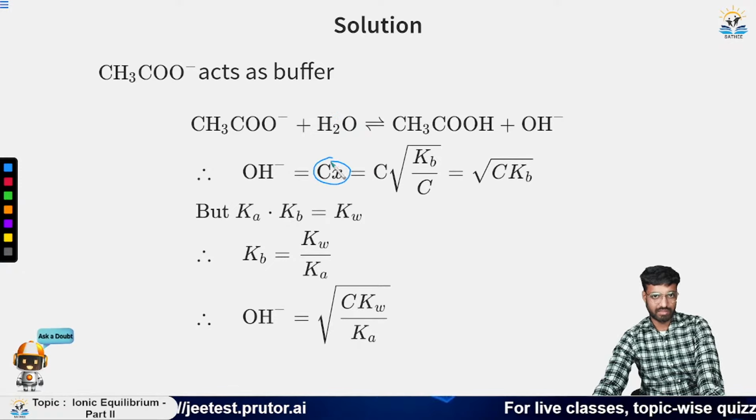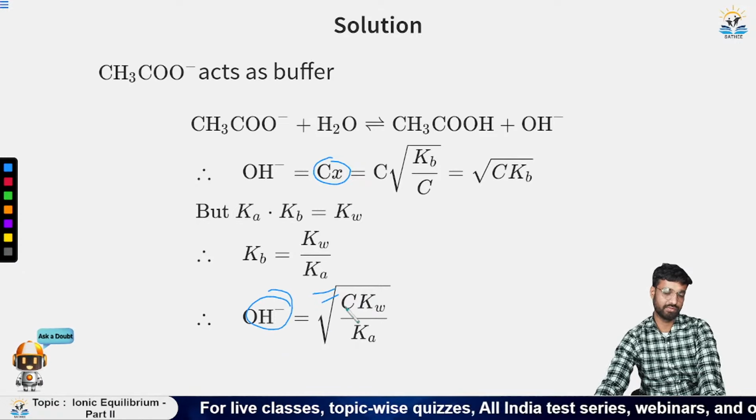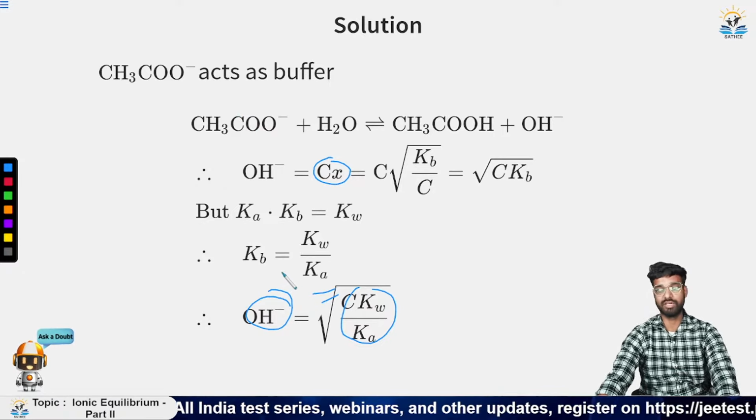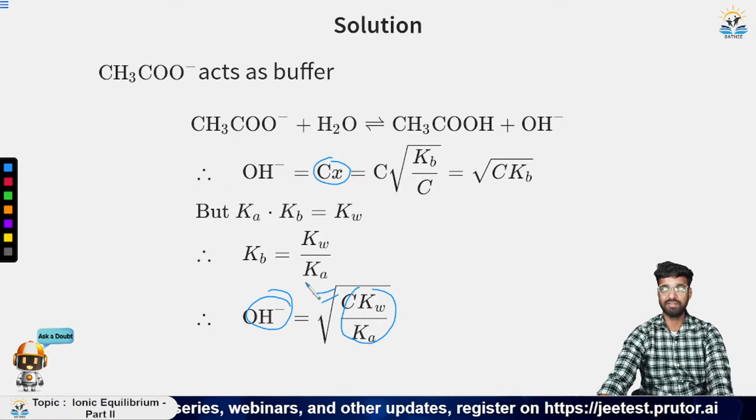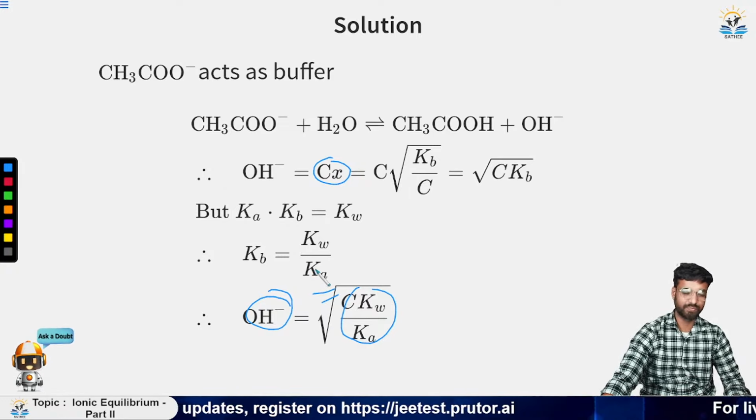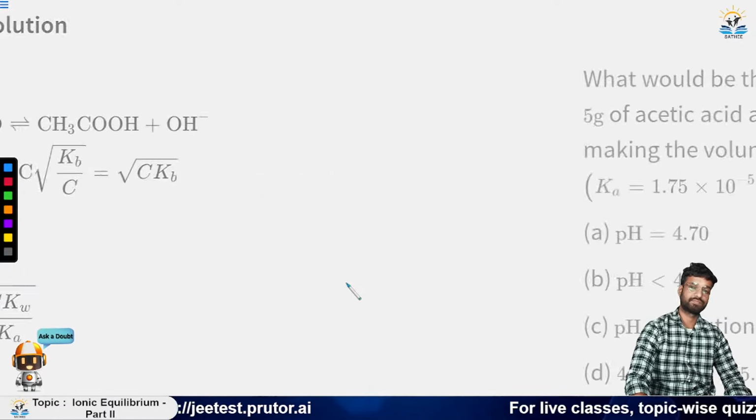So it is C times root under Kb. This is the thing we are having: OH minus equals root of Cs Kw by Kb. So it is done in a different way, and the derivation is written here. You do not need to do the derivation. You can use the formula that we have for pOH, the Henderson-Hasselbalch equation, and then you can take the anti-log and solve the formula to get our answer.